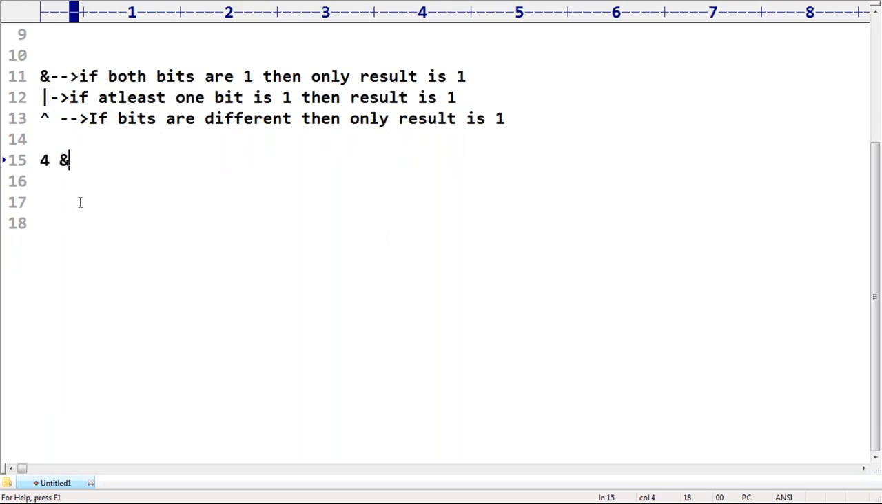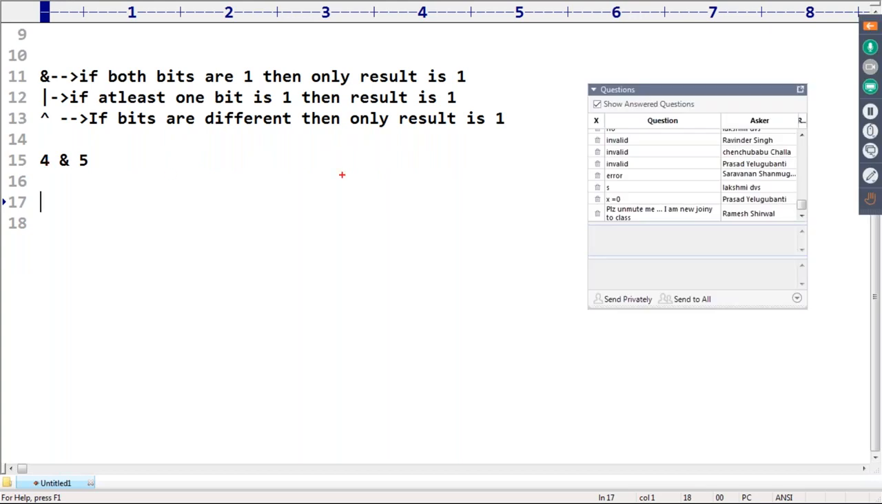If I take 4 and 5, observe very carefully how the bitwise operators are going to work. 4 and 5, how is it going to work? Here, observe 4. 4 means what? 1 0 0. 5 means what? 1 0 1. Like this.